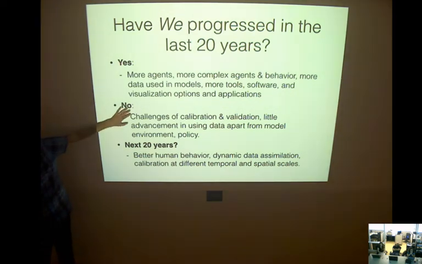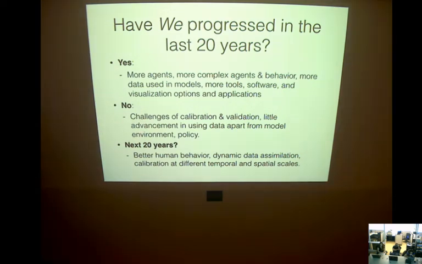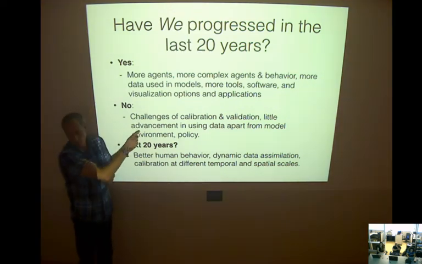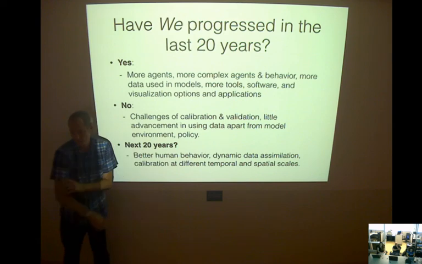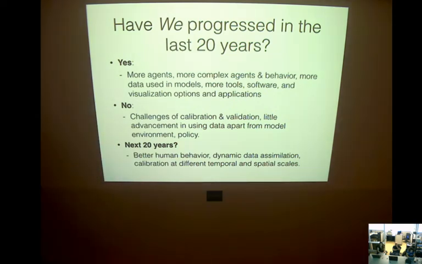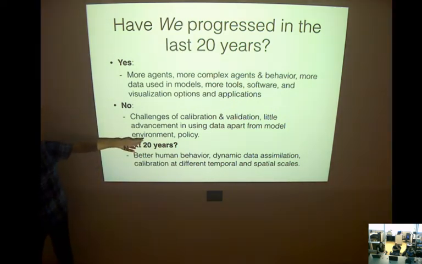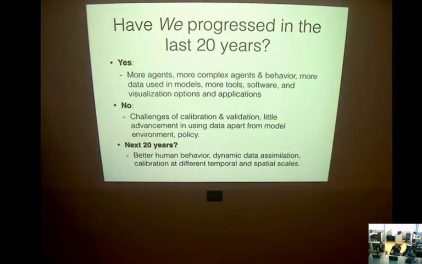Where have we not advanced very much? I still say, like people talked about in the 1990s, the issues of calibration and validation of these models. I think there's been little advancement here. We're very good now at representing the spatial world around us, but we're not very good at validating anything beyond that. Also, how it has been implemented in policy, I still find hard to understand.